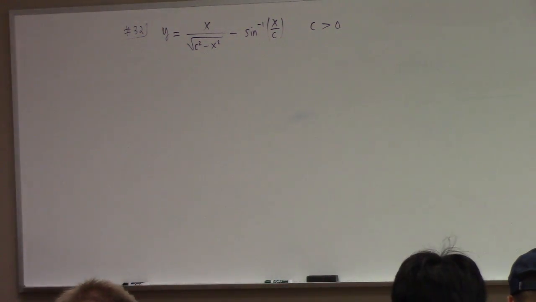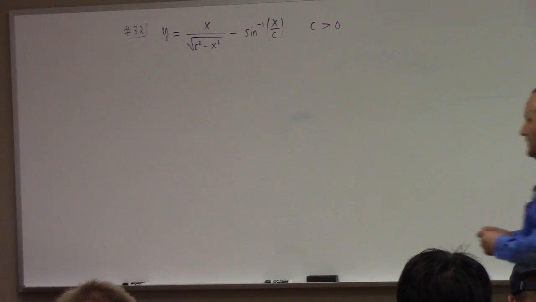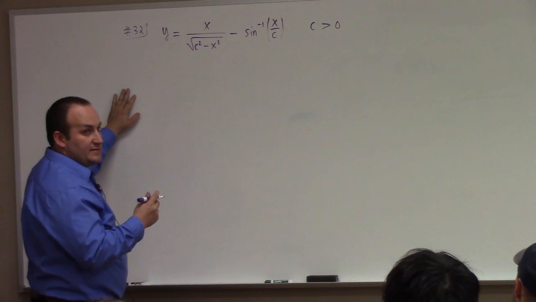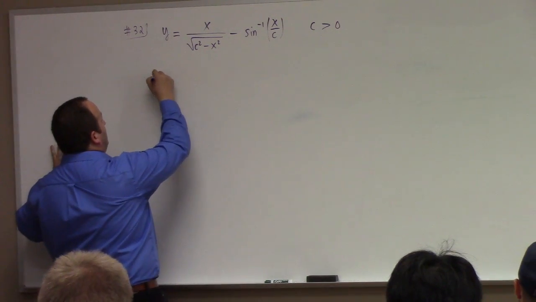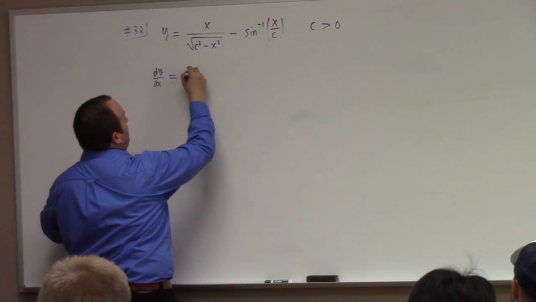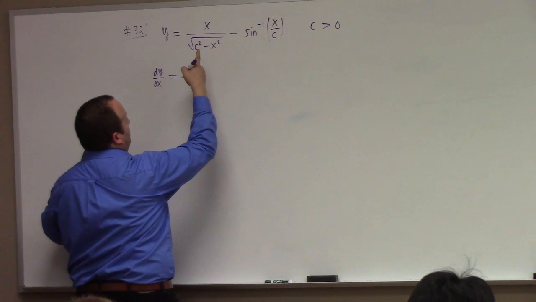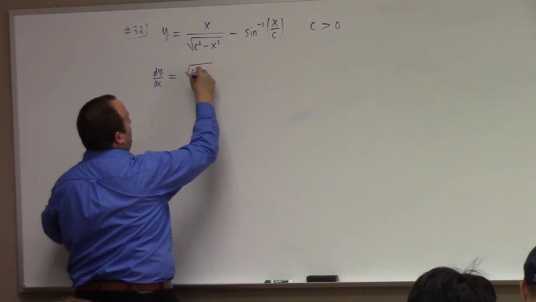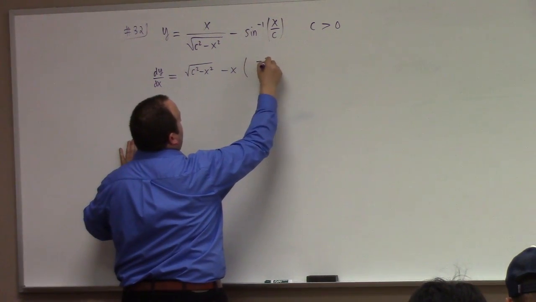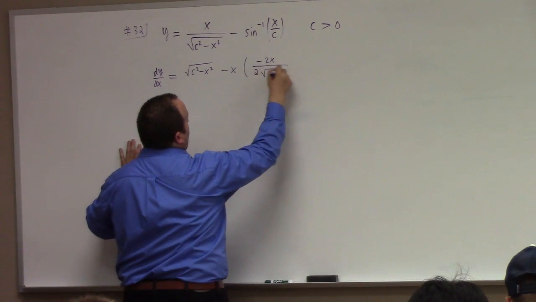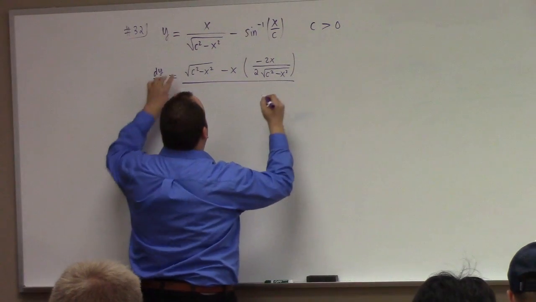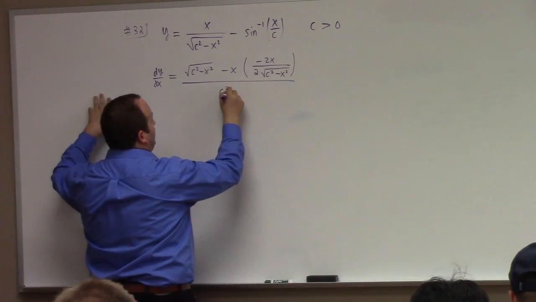So, unlike the problem in the quiz, I really don't know anything to do here except to just differentiate it directly, and just be careful. dy/dx. So, quotient rule, right? I have the derivative of the top function, which is 1, times the bottom function, square root of c squared minus x squared, minus x times the derivative of the bottom function, which is minus 2x over 2 times the square root of c squared minus x squared. That's all divided by the bottom squared, which is c squared minus x squared.